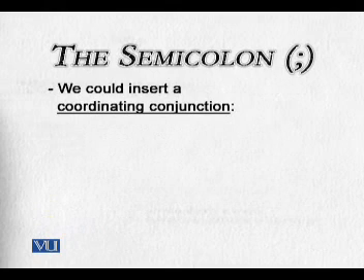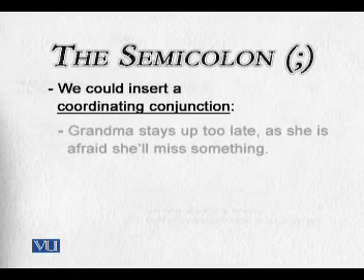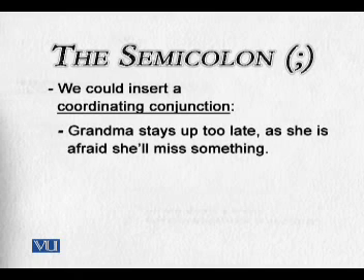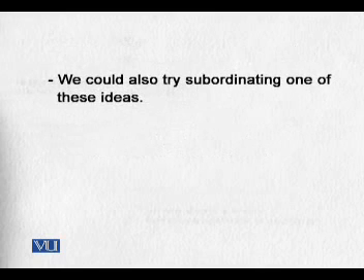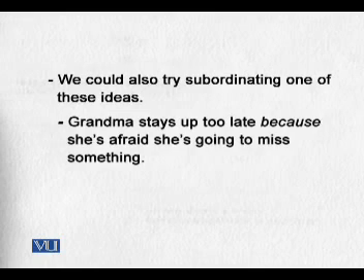You can use a coordinating conjunction, like as, to correct that comma splice. Like grandma stays up too late, comma, as she. Now here I introduce as to make it a compound sentence with the help of a coordinating conjunction. We can rather strengthen this combination by introducing a subordinating conjunction, like because. You can try. The sentence will go, grandma stays up too late because she's afraid she's going to miss something.